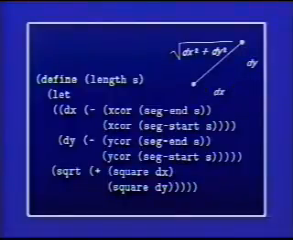We'll say, to get the length of a line segment, we'll let dx be the difference of the x-coordinate of one endpoint and the x-coordinate of the other endpoint, and we'll let dy be the difference of the y-coordinates, and then we'll take the square root of the sum of the squares of dx and dy. That's what this says. So there's an implementation of length.